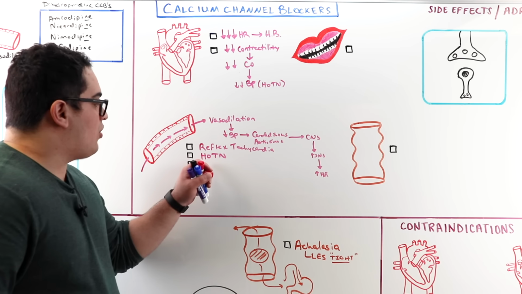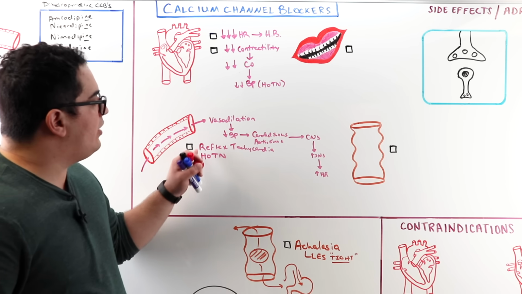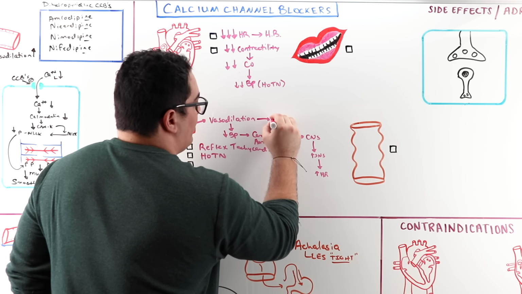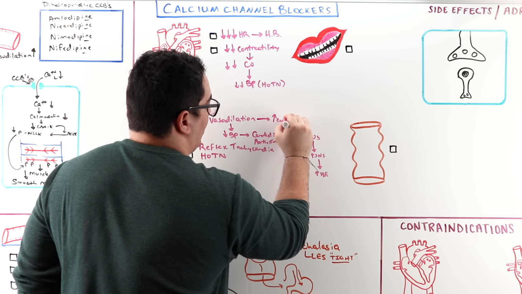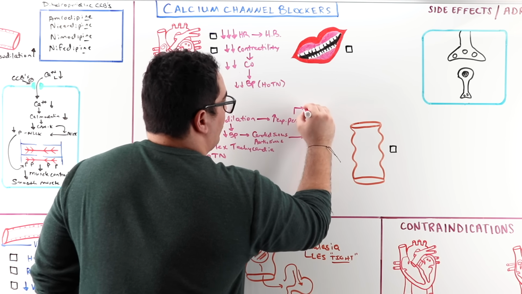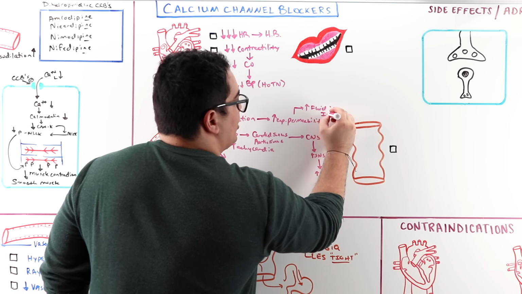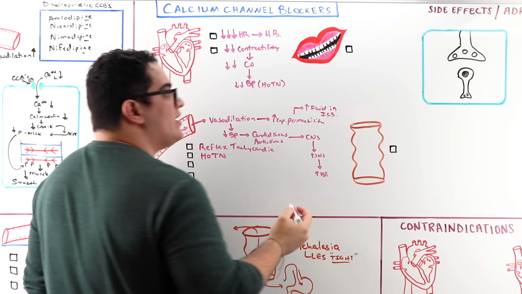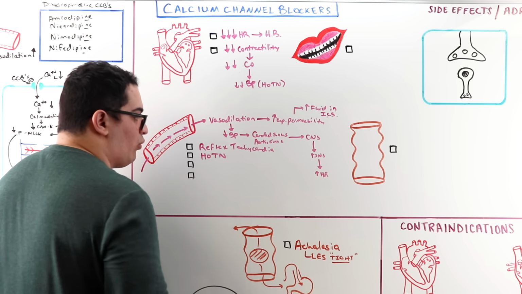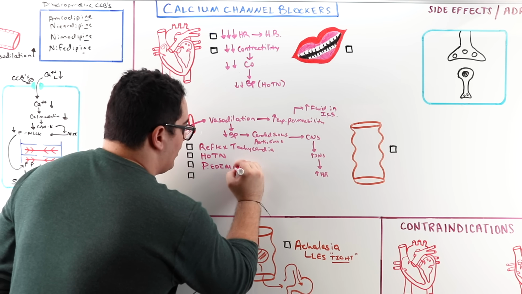Next, there's also something you have to watch out for when you give this drug. Not only can it cause reflex tachycardia and hypotension, but with vasodilation, there's a risk of increased capillary permeability. And this can lead to increased fluid in the interstitial space. And what is that called whenever you have a lot of fluid in the interstitial space? Edema. And this commonly occurs in the peripheral lower extremities. So there's also the risk of peripheral edema.